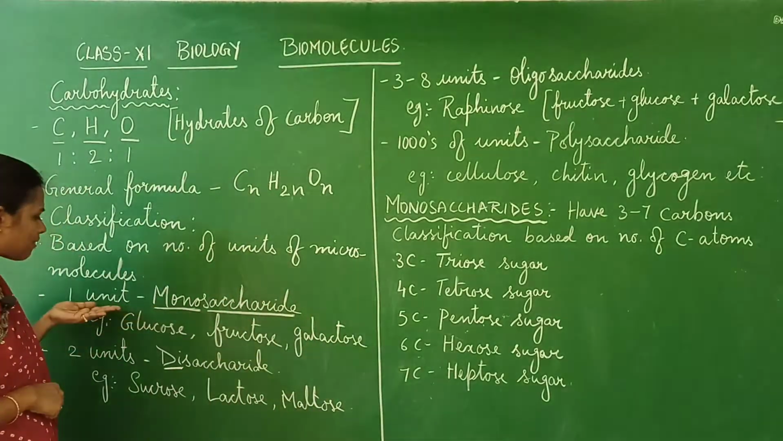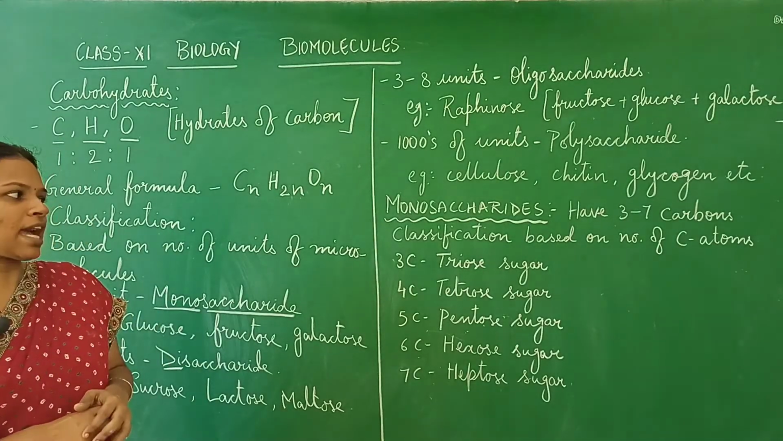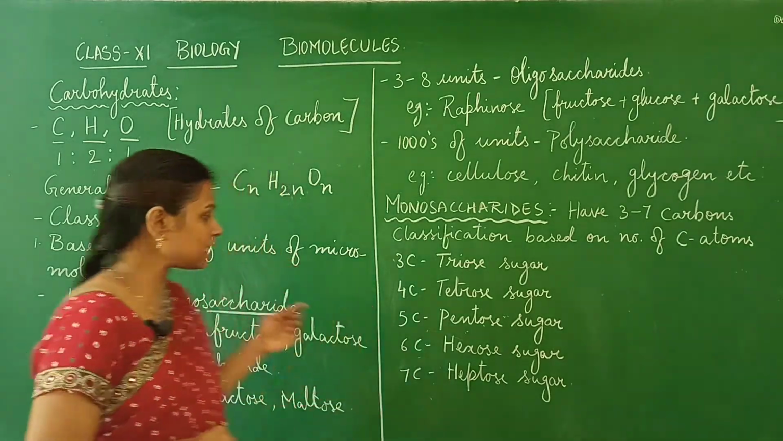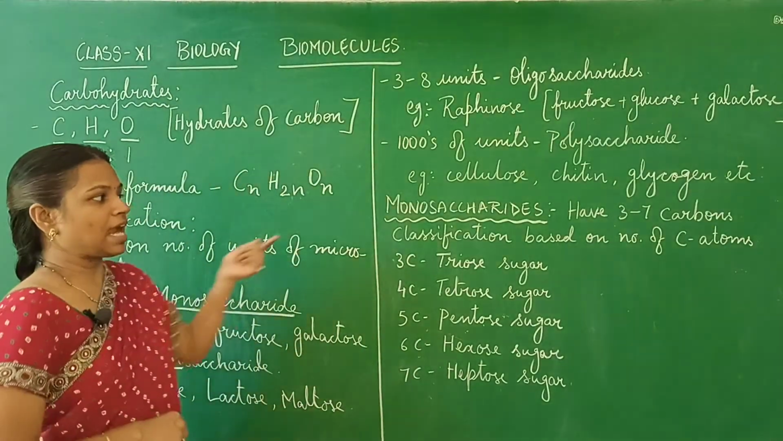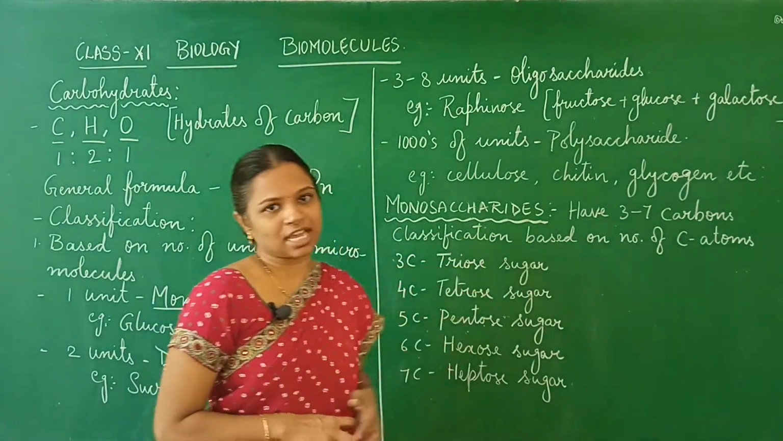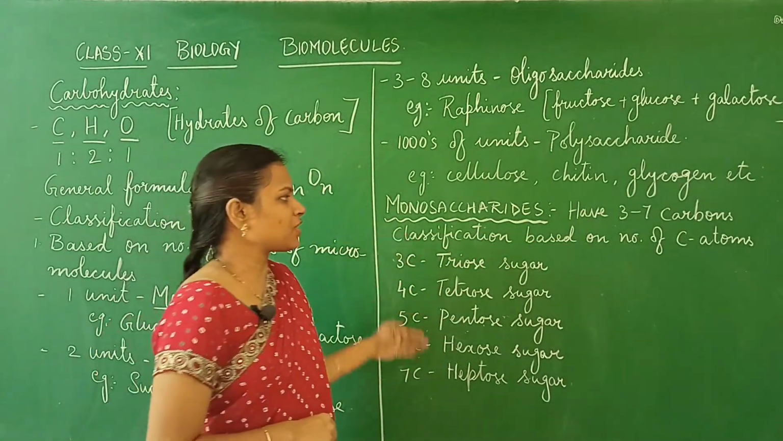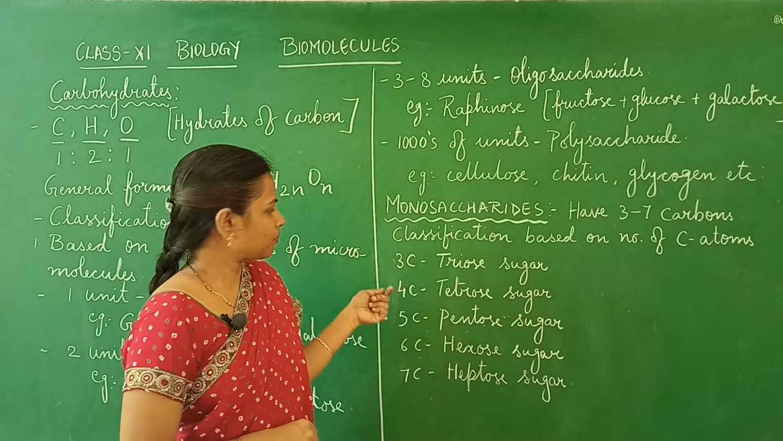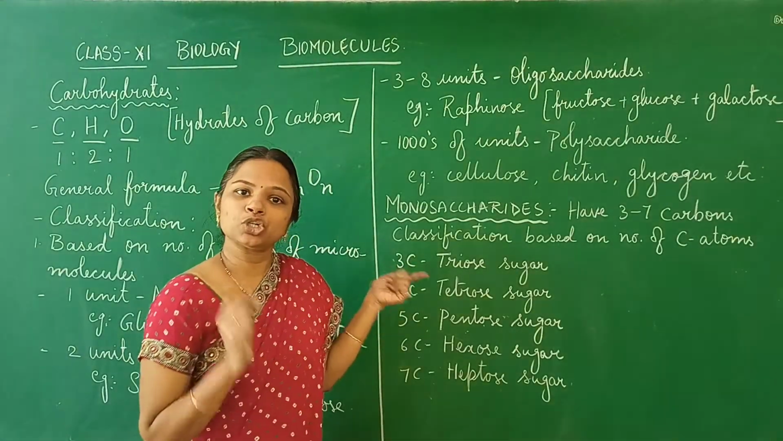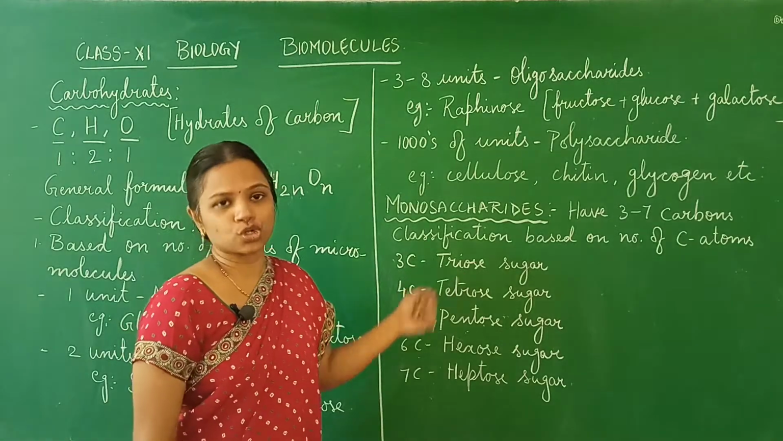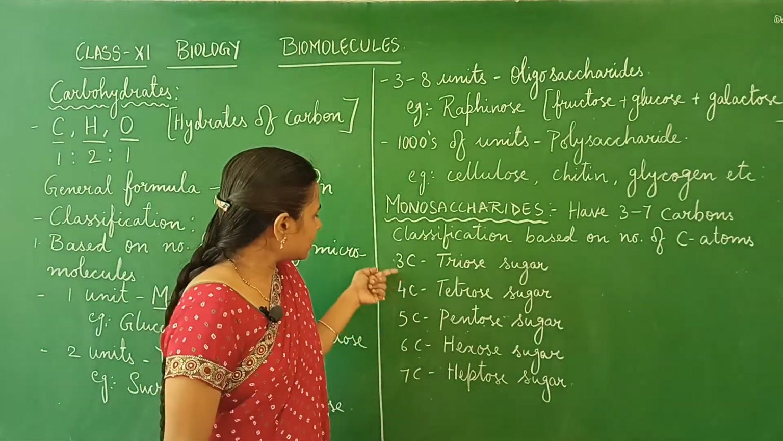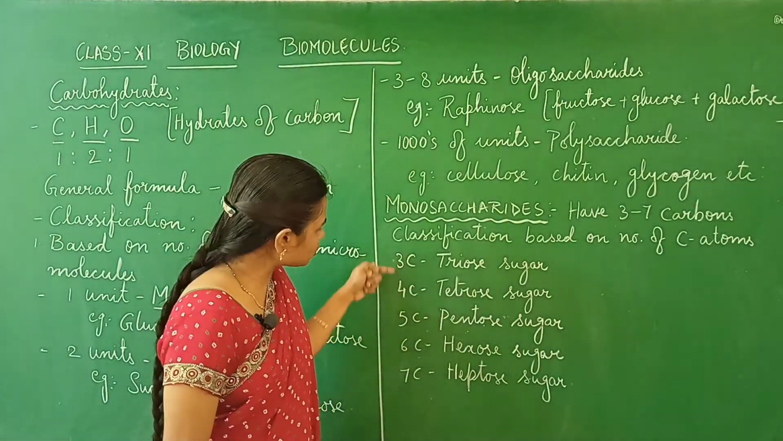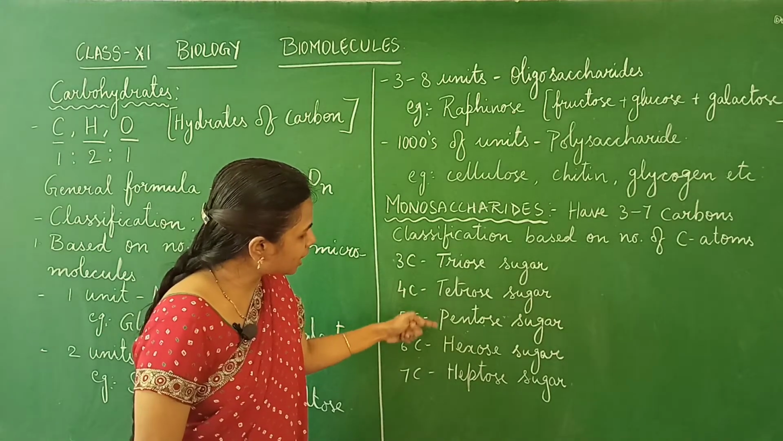Now, we will be learning about a classification of monosaccharides. Monosaccharides have only one unit. These monosaccharides usually have 3 to 7 carbons. Here it is the number of units and here it is the number of carbon atoms they are made up of. This classification is based on the number of carbon atoms present. If there are 3 carbon atoms, that sugar is called a triose sugar. If there are 4 carbon atoms, then it is a tetrose sugar.